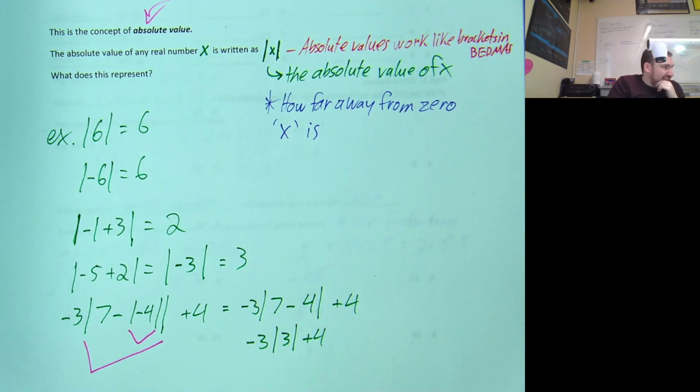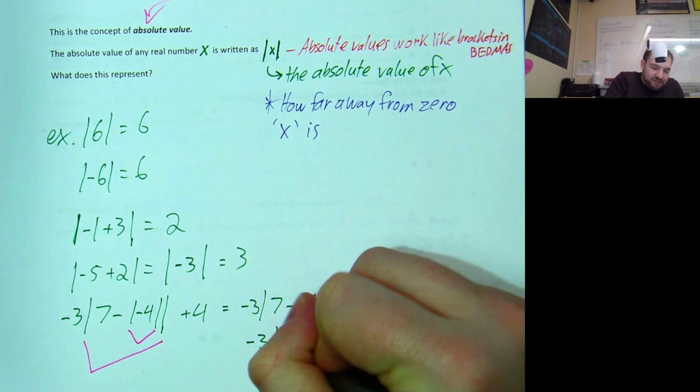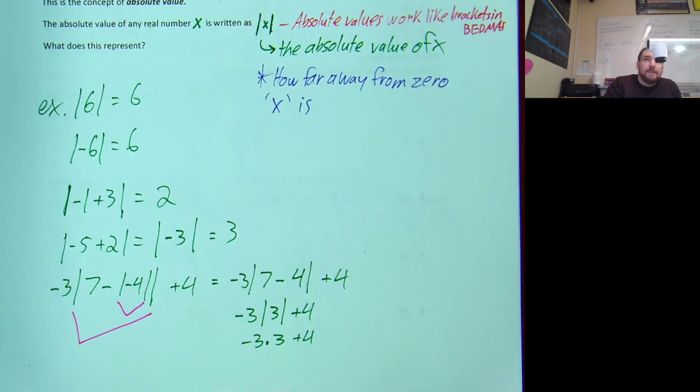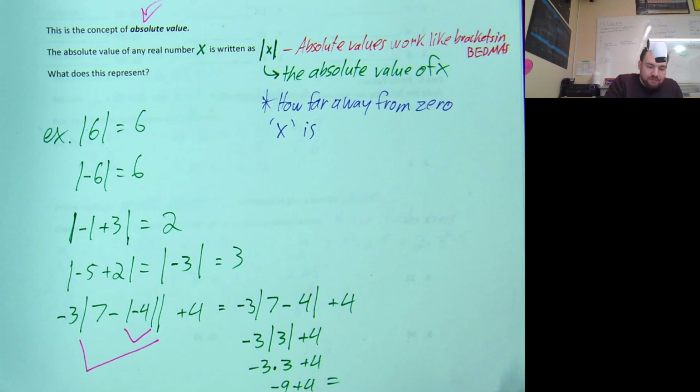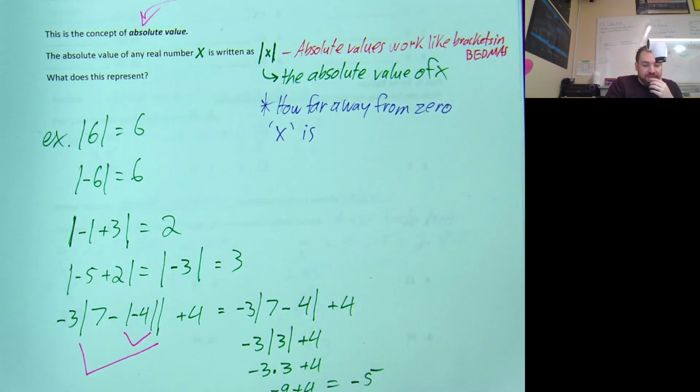Okay, what's next? The absolute values aren't just brackets. The absolute values are an operator. But they function in the place of brackets. So I actually have to do this piece first. What's the absolute value of 3? 3. So this is going to become -3 times 3 plus 4. It's going to be -9 plus 4, which is -5, and we're done.